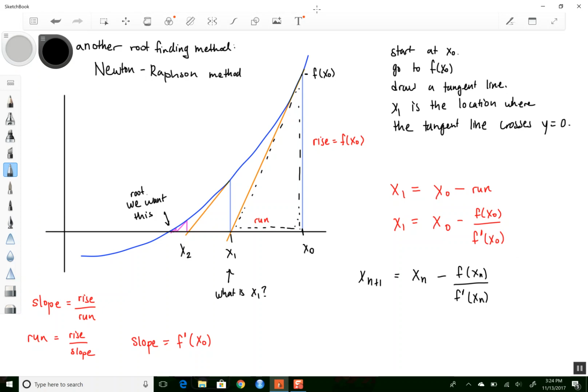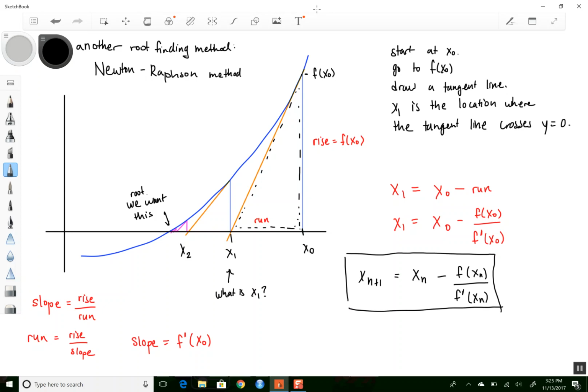Is that okay? So this is the Newton-Raphson method. We just continually update this until the next iteration is practically equal to our current iteration.